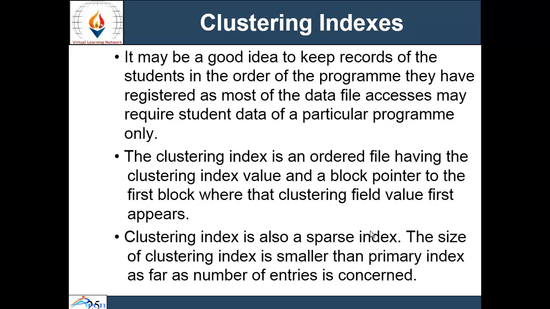Next is clustering indexes. If an index is on an attribute other than the candidate key field, then several records may be related to one ordering field value, and this is called a clustering index. It may be a good idea to keep the records of the students in the order of the program they have registered for, as most of the data file accesses may require student data for a particular program only.